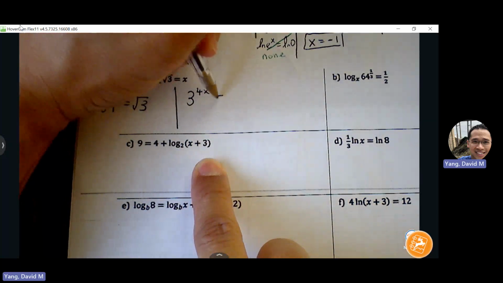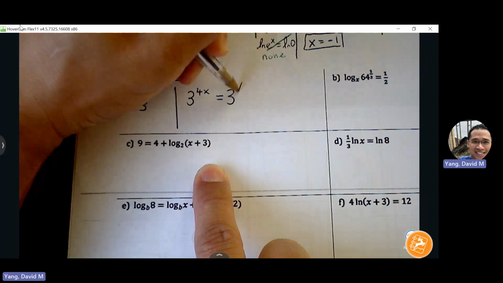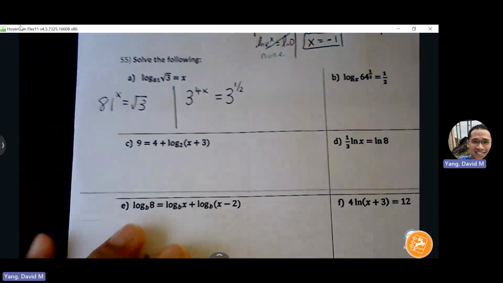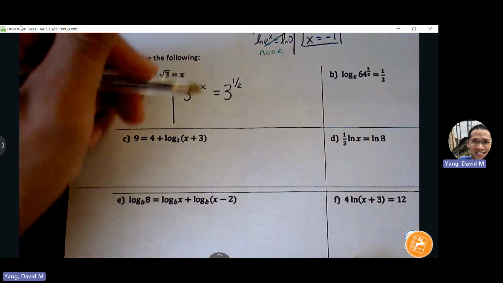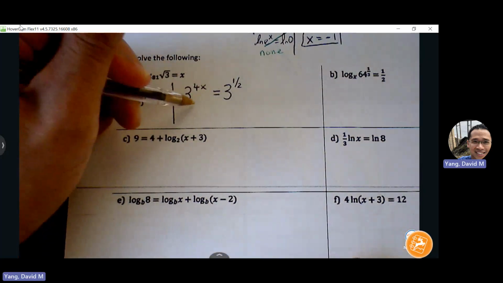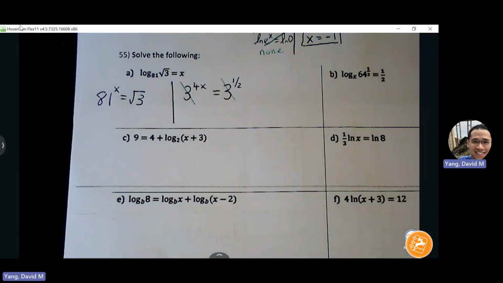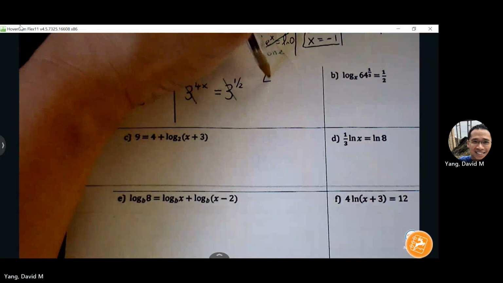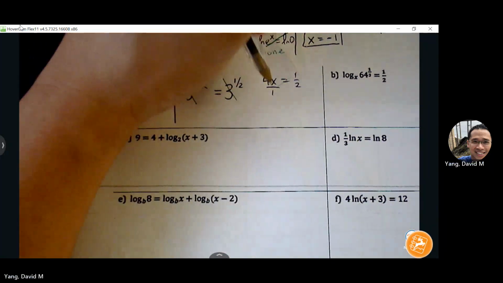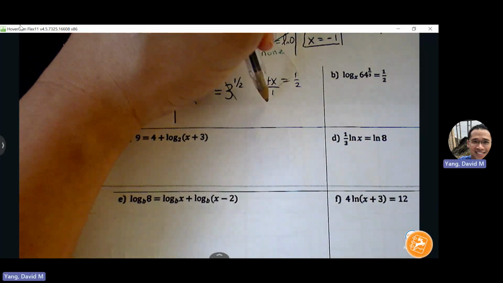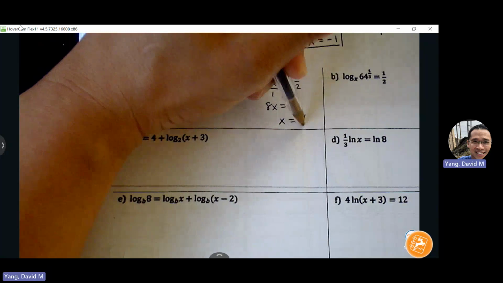And then root 3 is the same thing as 3 to what power? To the positive 1/2. Root 3 is the same thing as 3 to the 1/2. So now things become a lot cleaner because the bases are the same. I can drop them and just look at my exponent to solve for x. Okay, cross multiply. 8x equals 1. So x equals 1/8.